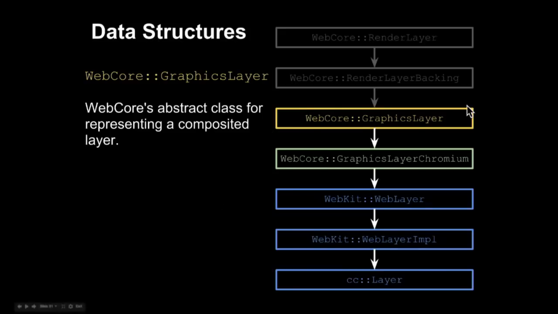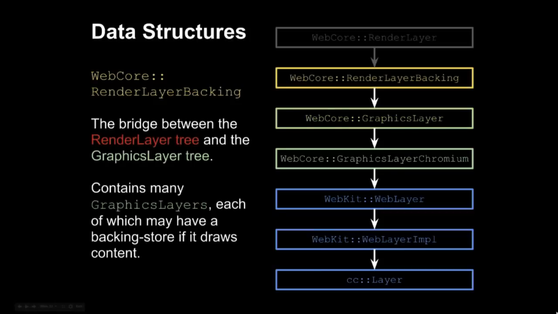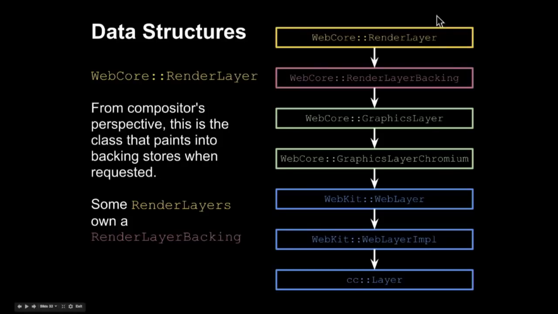So the real interesting stuff is at the top of the stack, these top three things. We have GraphicsLayer as our Blink representation of a composited layer. Then we have this bridge called RenderLayerBacking. RenderLayerBacking is the bridge between render layers and graphics layers.